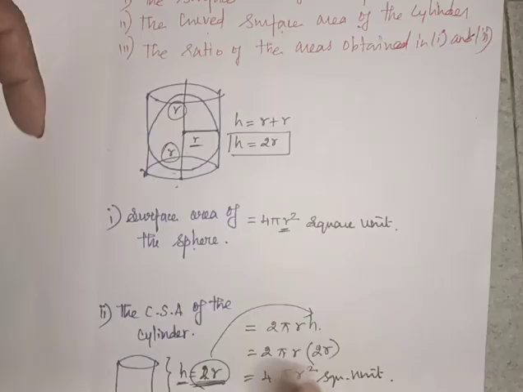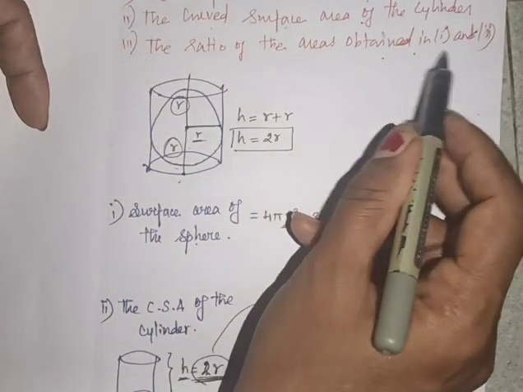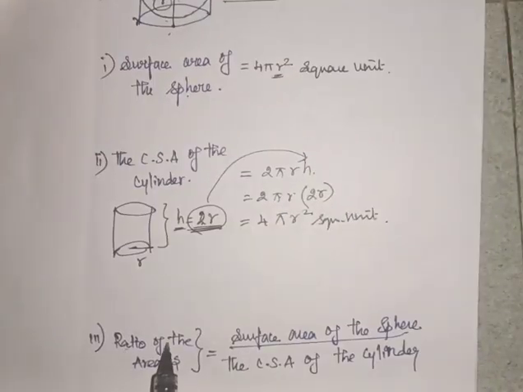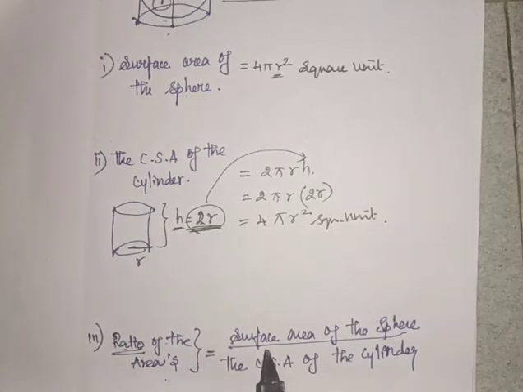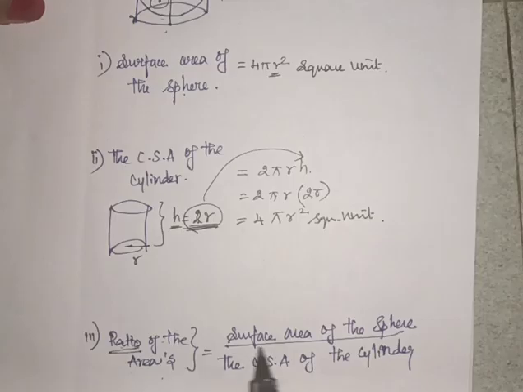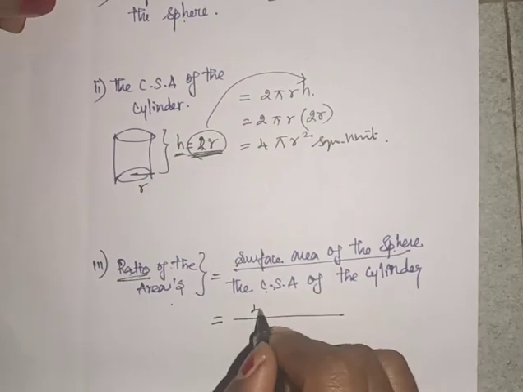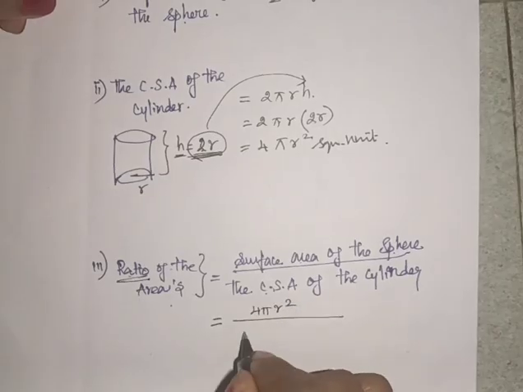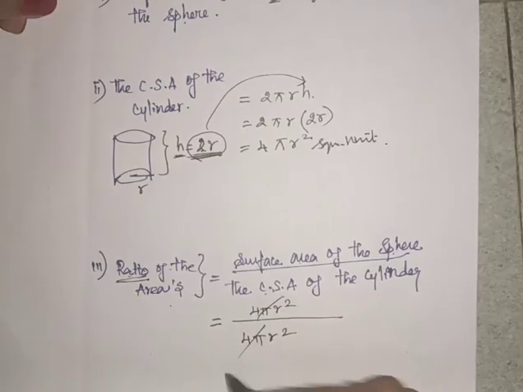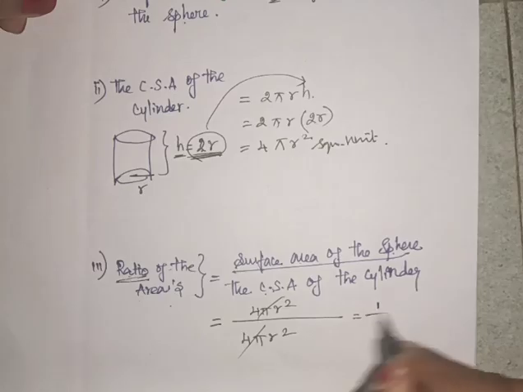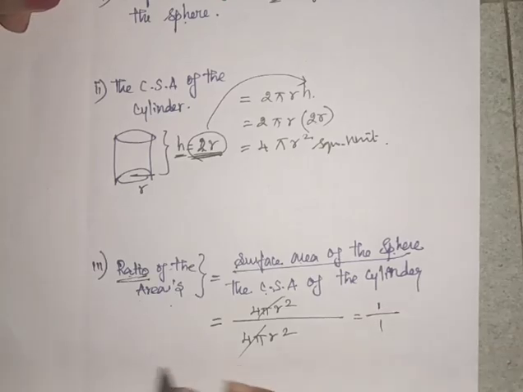Third question, the ratio of the areas obtained in 1 and 2. Ratio means divide. Areas obtained in 1 and 2: 1 is surface area of the sphere and 2 the curved surface area of the cylinder. Surface area of the sphere 4 pi r squared. Curved surface area of the cylinder is also 4 pi r squared. Both can be cancelled. We get 1 divided by 1 as the ratio. 1:1 is the ratio of the area.